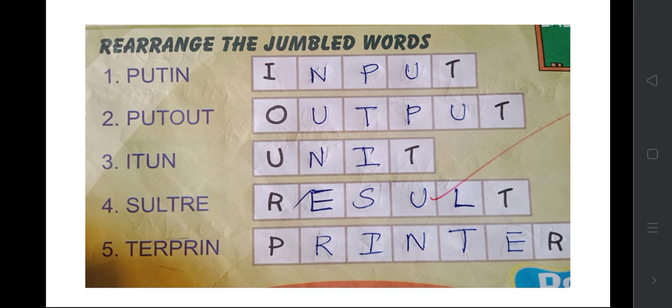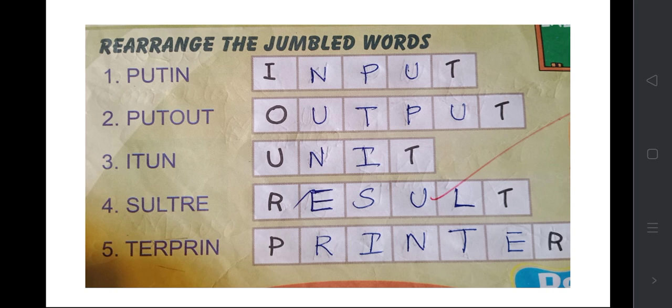Now today in this class, we are going to see our third lesson book back exercises. The first exercise we see in the book back is rearrange the jumble words.